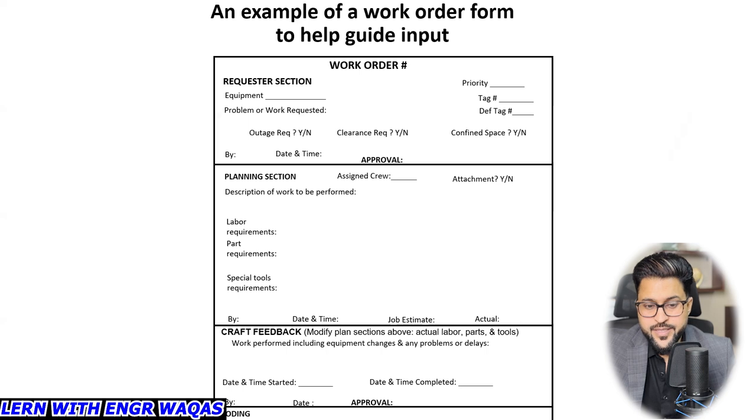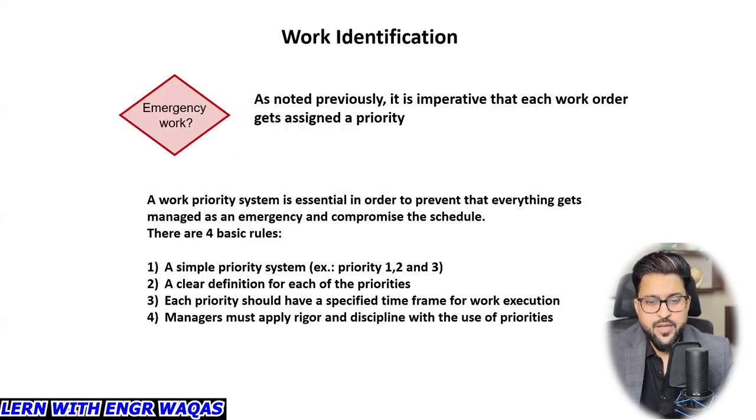So this is another kind of work order template. You can see the requester's section, planning section, craft feedback, a labor requirement part. The warehouse is relevant to spare parts requirements, special tools requirements, labor. All these things you should document as well. You should also memorize that yes, we are going to work on such kinds of templates, right? So this is an example. And then work identification, it's very important.